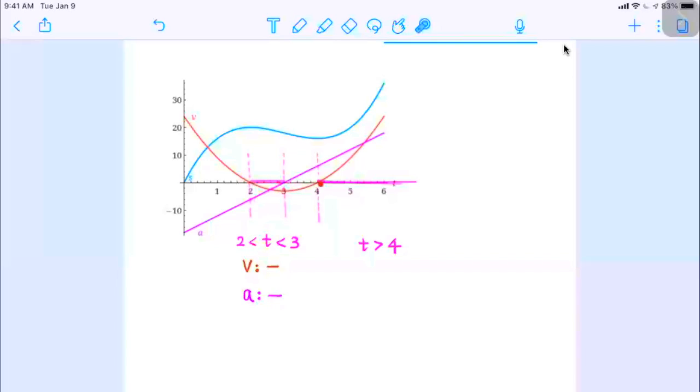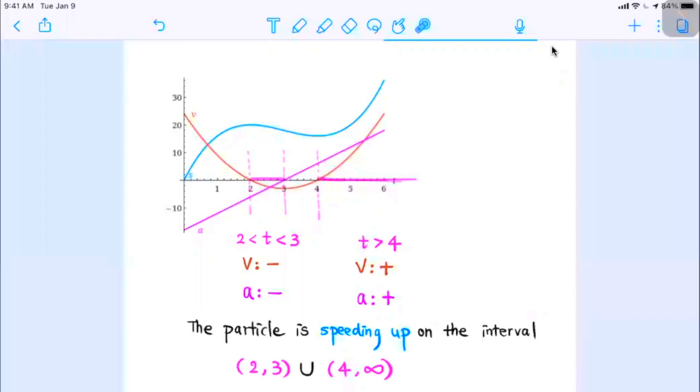Similarly, when t is greater than 4, the velocity is positive. The graph over here is above this t-axis, so the velocity is positive. And the acceleration, the purple one over here, is also above this t-axis. So the acceleration is also positive when t is greater than 4. So the particle is speeding up on the interval 2 to 3, union the interval 4 to infinity.